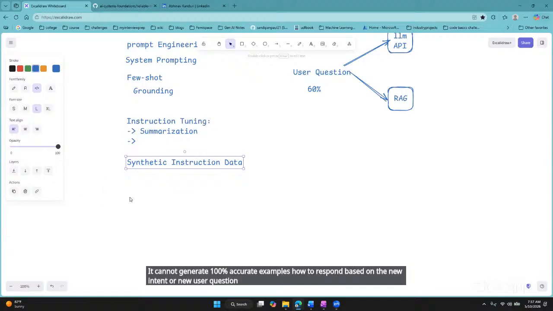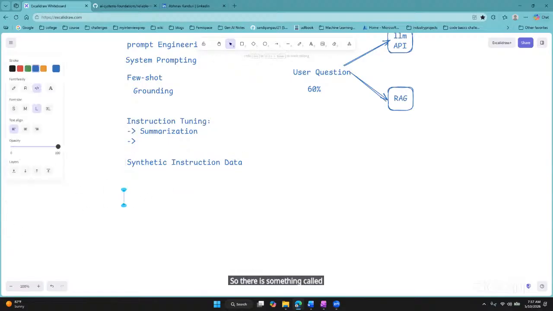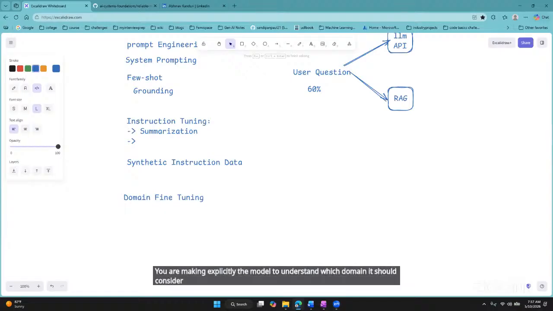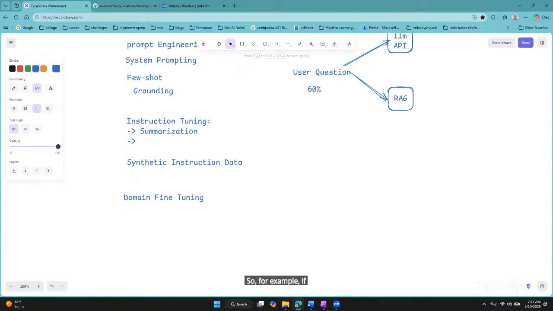So there is something called domain fine tuning. With domain fine tuning, you are explicitly making the model understand which domain it should consider and which domain it should not consider. So for example, if you take any LLM, it got trained on a huge corpus of data, right?